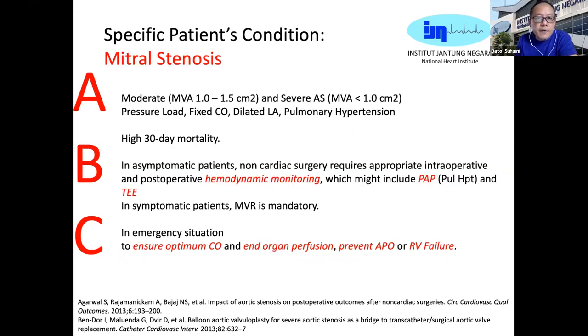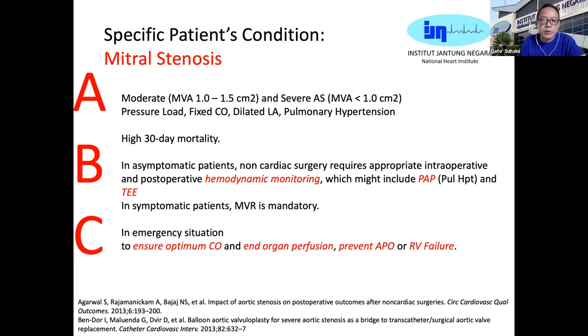The next valve lesion is mitral stenosis. Again, we need to understand the etiology of the mitral stenosis. The majority of mitral stenosis is because of rheumatic heart disease. We need to understand how bad the mitral stenosis is. Moderate mitral stenosis is defined when the mitral valve area is anywhere between 1 to 1.5 centimeters squared. Severe mitral stenosis is when the mitral valve area is less than 1 centimeter squared.